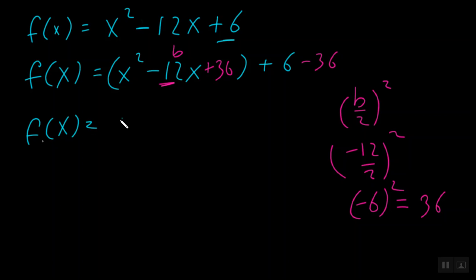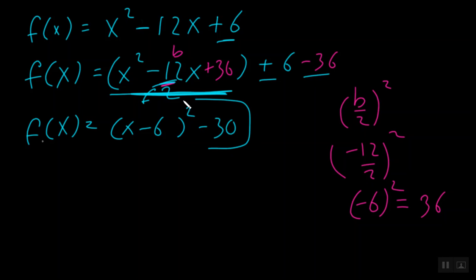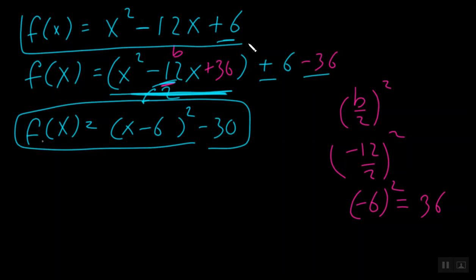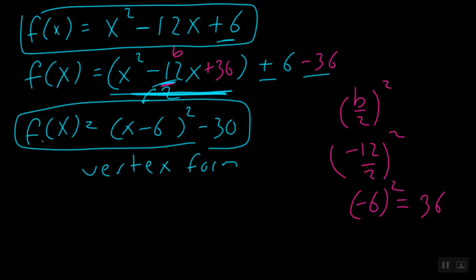Check this out. To transform this perfect square into a literal perfect square, we're going to simply take half of our b term. What is half of negative 12? Well, it's minus 6 squared. And plus 6 minus 36 will give us minus 30. And we have just, in under 2 minutes, transformed this imperfect square into a perfect square into vertex form.